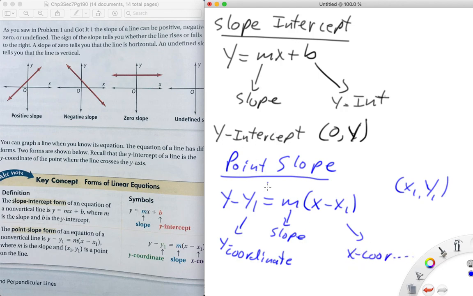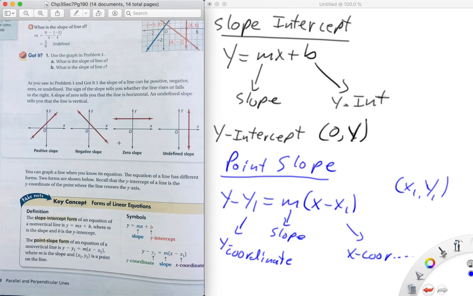That's why we call it point slope. You got a point, which is the x and the y, and the slope. The other one we call slope intercept because you have a slope and you have an intercept. And those are the two forms of linear equations in this section.